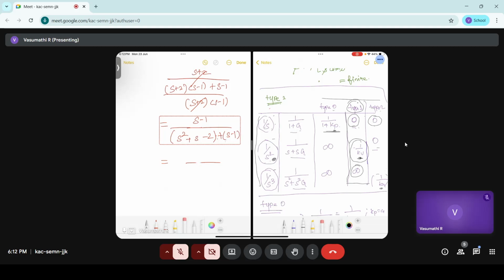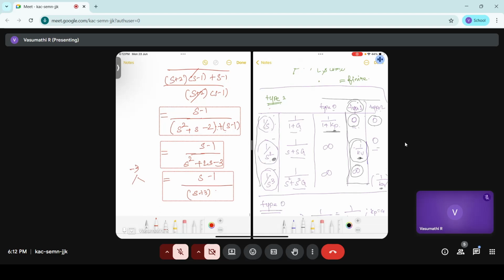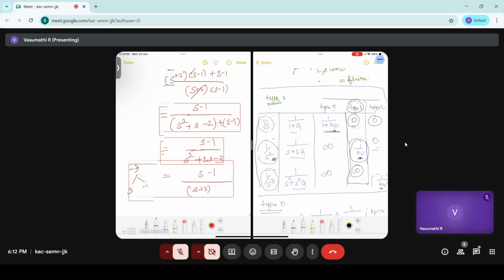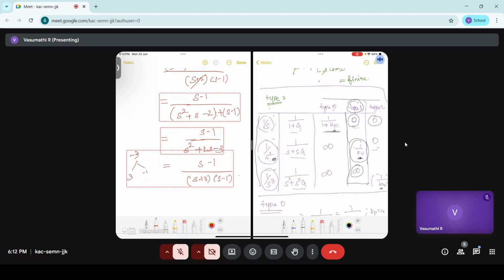Right, this would be s minus 1 as it is. It will become s square plus 2s minus 3. s plus 3 into, or we can split this. Should be plus 2 means minus 1. Right? s plus 3 into s minus 1. Okay. This is kind of pole zero cancellation.